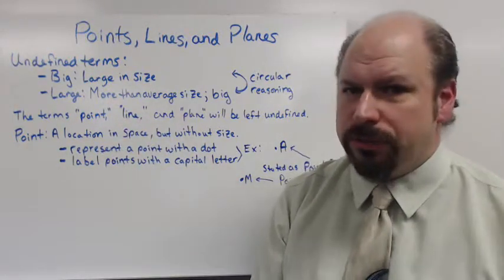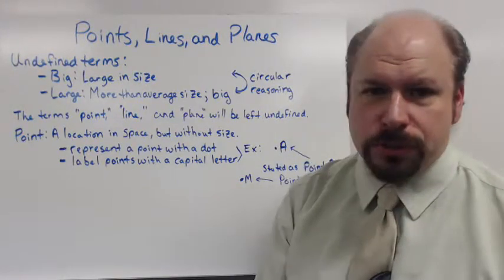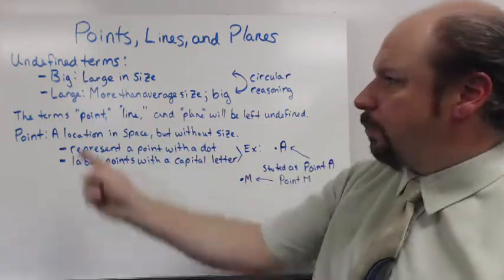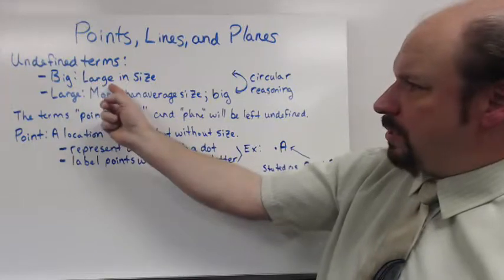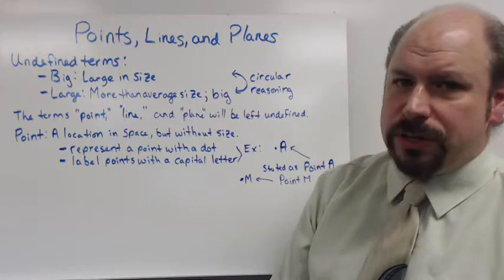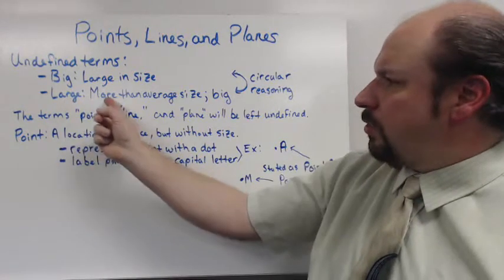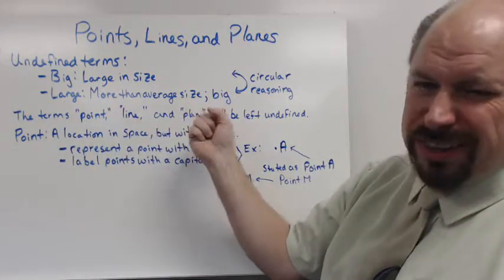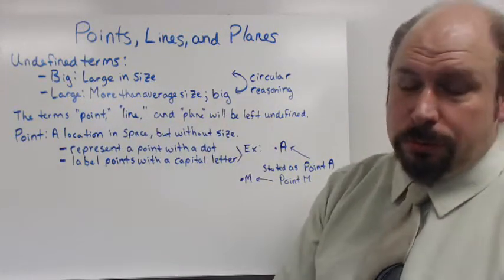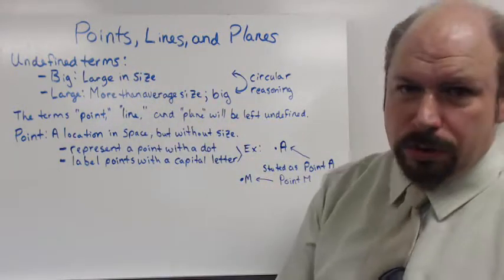We're going to start out with some undefined terms, and we need to understand the reason why we have to have some of those undefined terms. So if you think about the word big, I looked that up in the dictionary, and the word big has a definition of large in size. Okay, so that helps us tell what big means. But if I look up the word large, it says more than average size. Okay, that gives me somewhat of a clue of what large means, but then it refers back to the word big. And so in order to define these two, they use the other word in the definition.